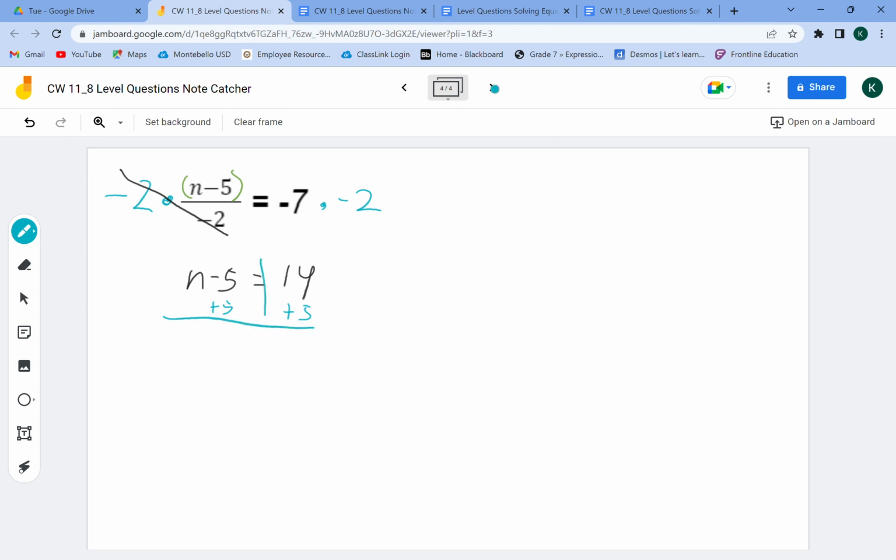Okay. So then right here, this becomes a 0. Goes away. And I get n is equal to, and then I add 14 plus 5, which is 19. And there's my final response there.